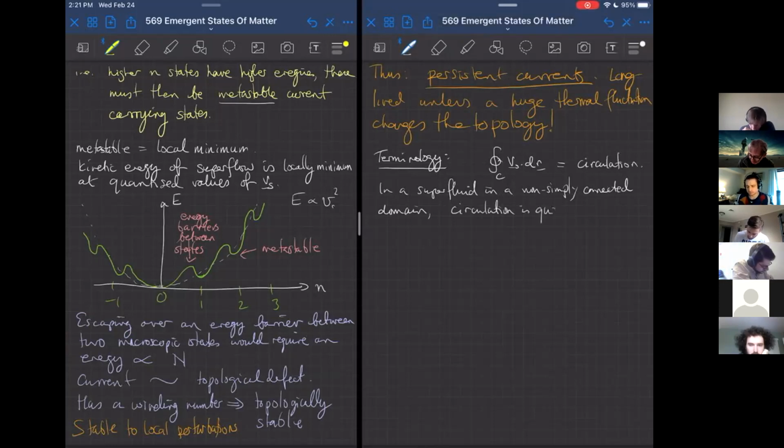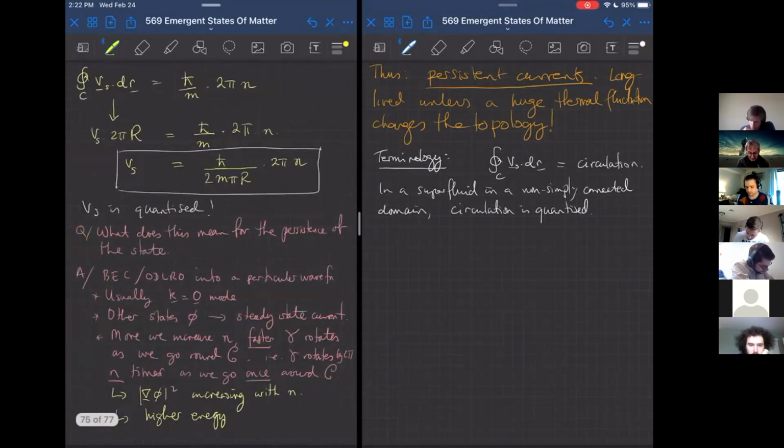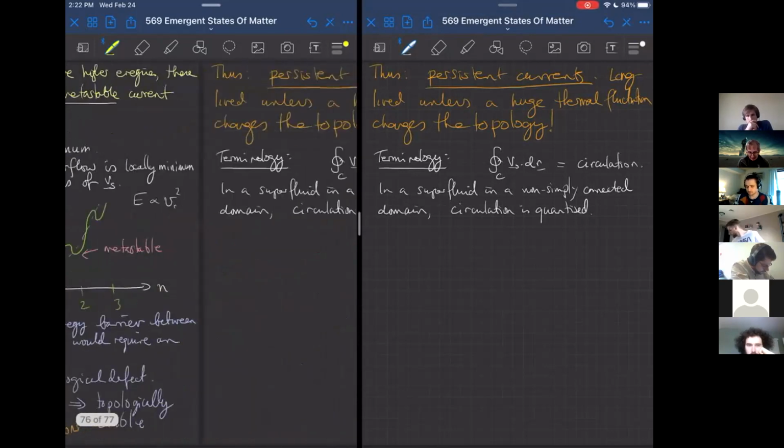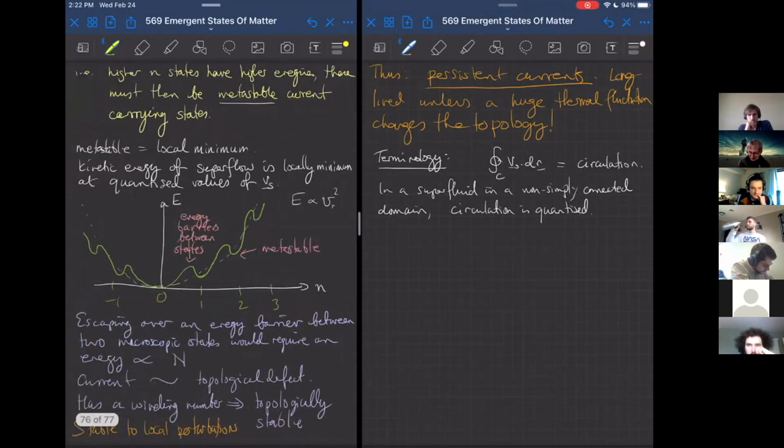And I say circulation rather than velocity, because the velocity itself depends on the geometry. So you can see here, for example, that the radius of the system is in there, but the circulation is quantized in just units of 2 pi and fundamental constants. So it is a more useful statement to say that it is circulation that is quantized.